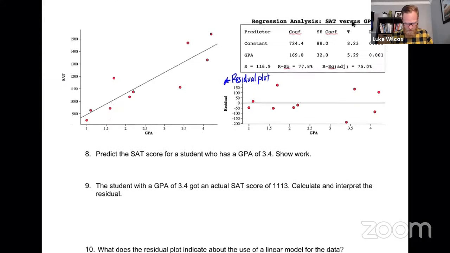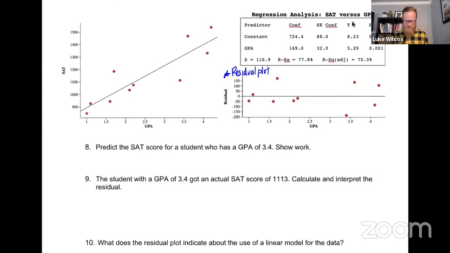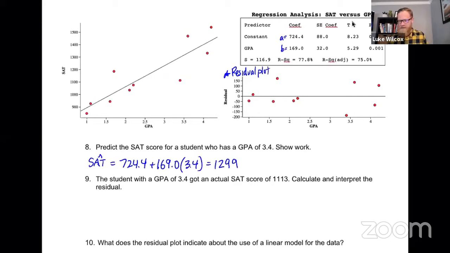All right, question number 8 says predict the SAT score for a student who has a GPA of 3.4. Well, this is the whole point of finding a line of best fit, so we can make a prediction. So let's go ahead and see if we can predict the SAT score. And we have our equation here, right? We know our A value and we know our B value. So it is 724.4 plus 169.0 times the GPA. And this particular student has a GPA of 3.4. And that is telling us we have a predicted value of 1299.